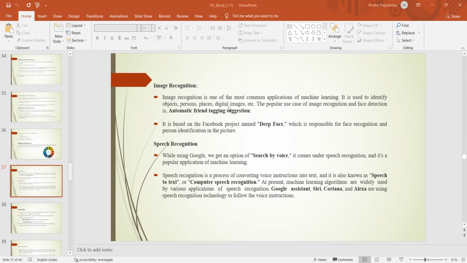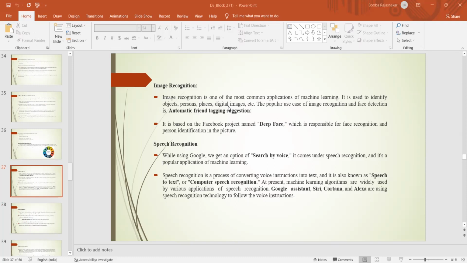Speech recognition. While using Google, we get the option to search by voice. Alexa comes under speech recognition and it's a popular application of machine learning. For example, if we are using Alexa in a house, then we are applying machine learning techniques. Speech recognition is the process of converting voice instructions into text, and it is also known as speech to text or computer speech recognition.